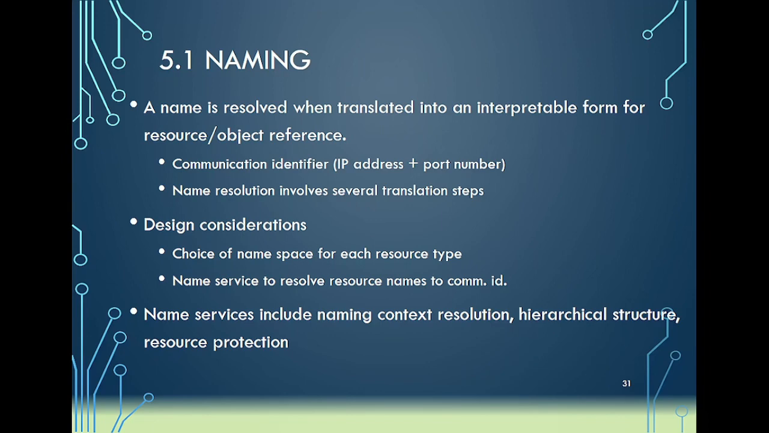So for example, in a network setup, the ability of a particular system to resolve the physical address into the IP address, and to resolve the IP address back to the MAC address, is very, very important. That's why we have the file name servers, the domain name servers, and so on. A name is resolved when it is translated into an interpretable form for a given resource.